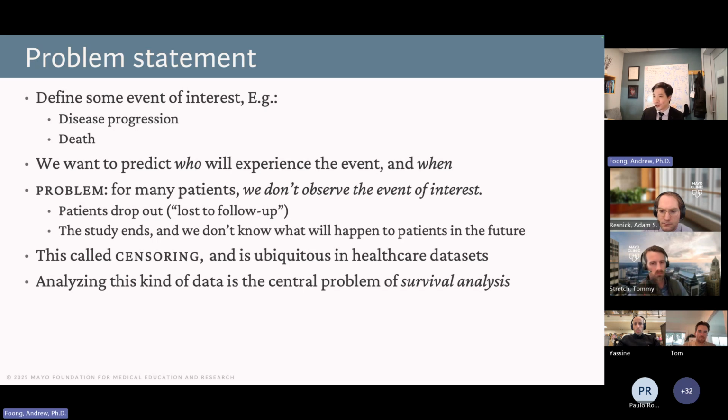Analyzing this kind of data is a central problem with survival analysis. You can think of survival analysis as any kind of method that handles data where there's an event of interest, you care about when that event is happening, but there's censoring.